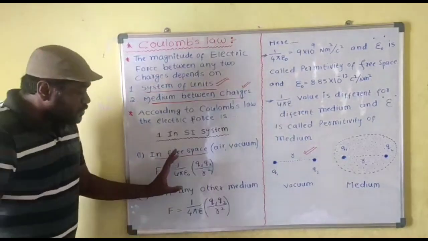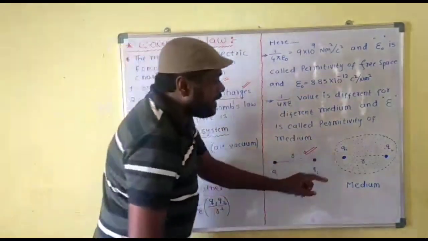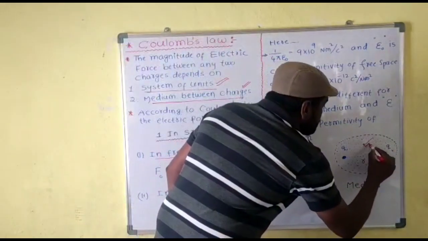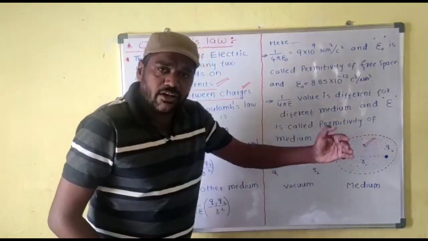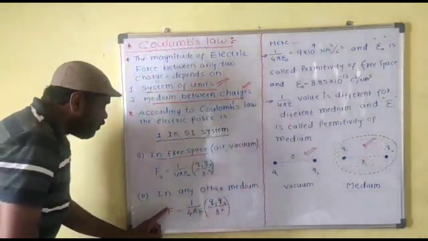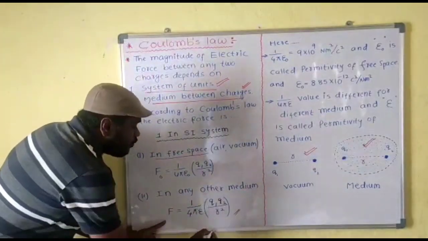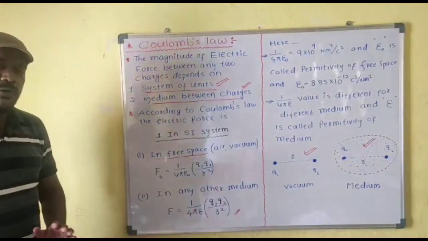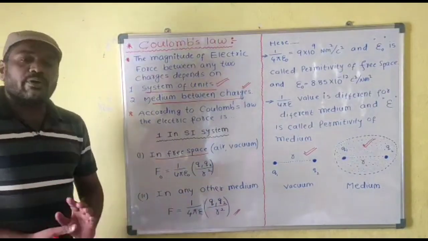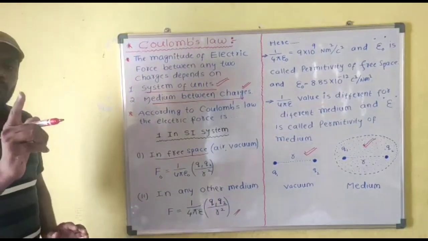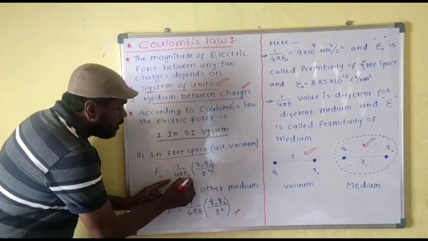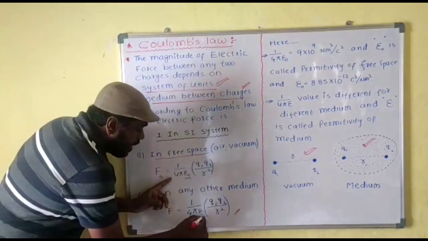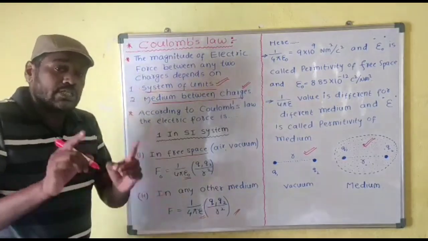And if these same two charges are present in any medium, this medium you see here, which may be water or kerosene or any other medium, then the force between them is given by F equals 1 by 4 pi epsilon Q1 Q2 by R square. You should observe that here I have taken 1 by 4 pi epsilon naught, and in the medium I have taken 1 by 4 pi epsilon.